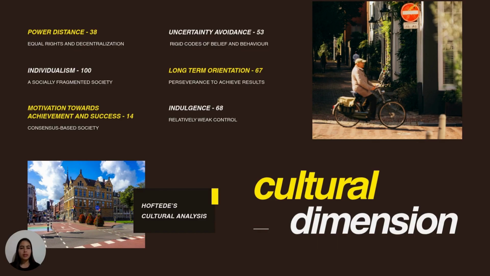Individualism: 100. The Netherlands, with the highest score of 100, is an individualistic society. Individuals are expected to look out only for themselves and their immediate families. The employer-employee relationship is based on a mutually beneficial contract, and management focuses on managing individuals.